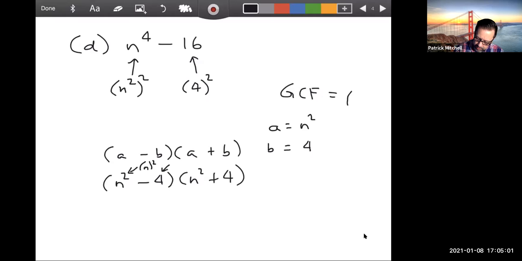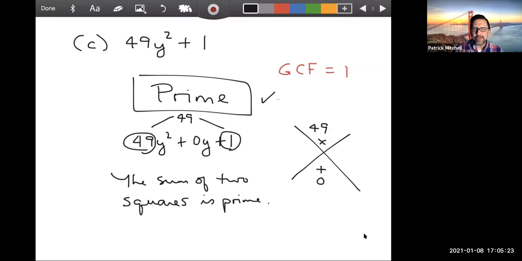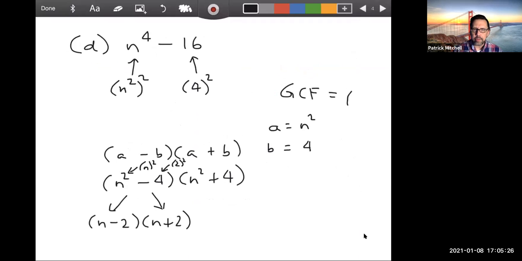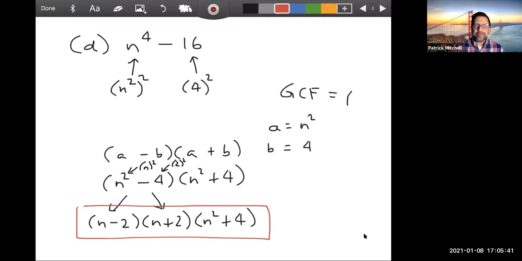And this is the square of 2. So this thing is going to break up into n minus 2, n plus 2. Now, what about n squared plus 4? Does that factor? Having a little bit of deja vu. Oh yeah, that's the sum of two squares. That thing is not going to factor anymore. All right, so the full, completely factored version of this thing would look like this. It would be n minus 2 times n plus 2 times n squared plus 4.